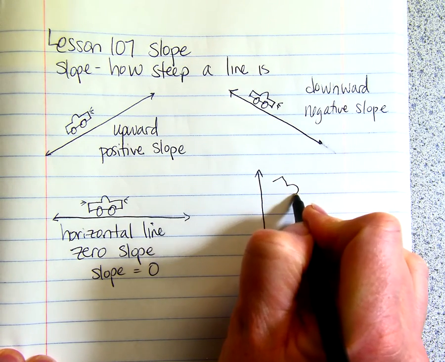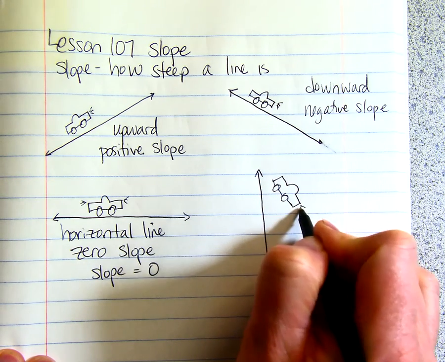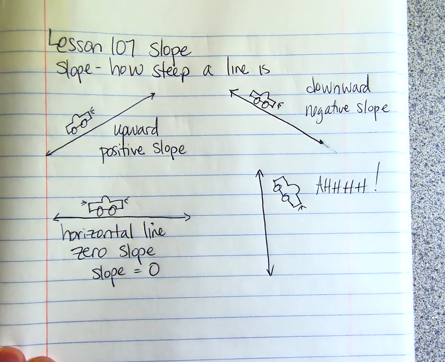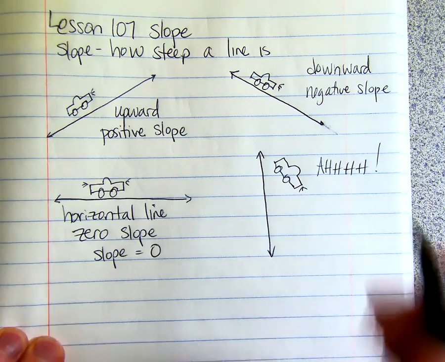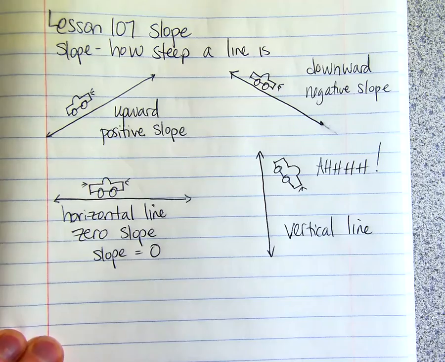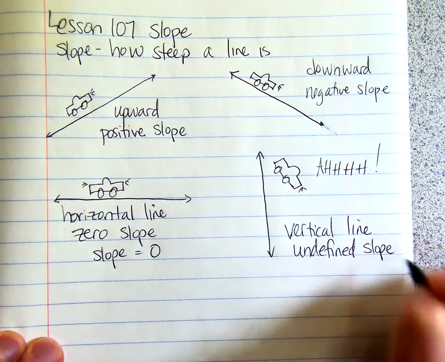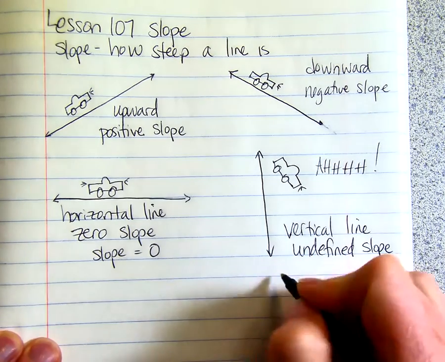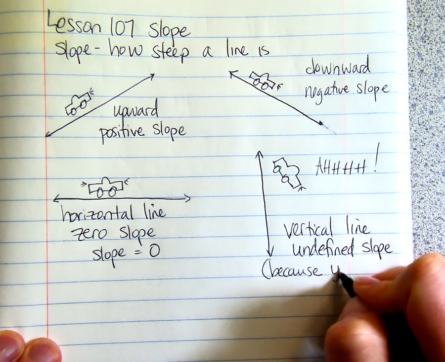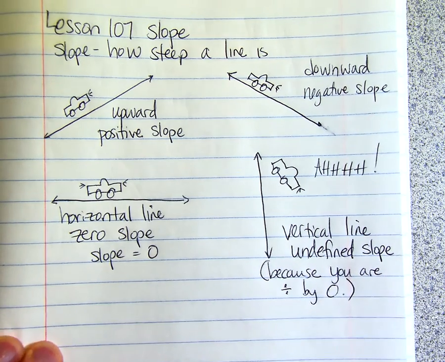If you have a vertical line, our car would not be able to drive on that cliff, right? It's going to go right off it. So this is a vertical line, and it has an undefined slope. There will be no number for it. Undefined slope. And the reason is because we are dividing by 0. And we can't divide by 0.